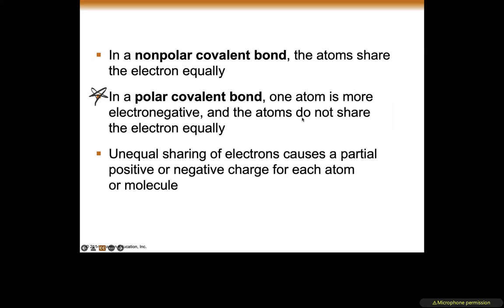So going into polar versus nonpolar, in a nonpolar covalent bond, the atoms will share the electrons equally. In polar covalent bonding, you have some atoms that will have a greater pull on the electrons than the other atoms. And so that is an unequal sharing of electrons, and that causes electronegativity.